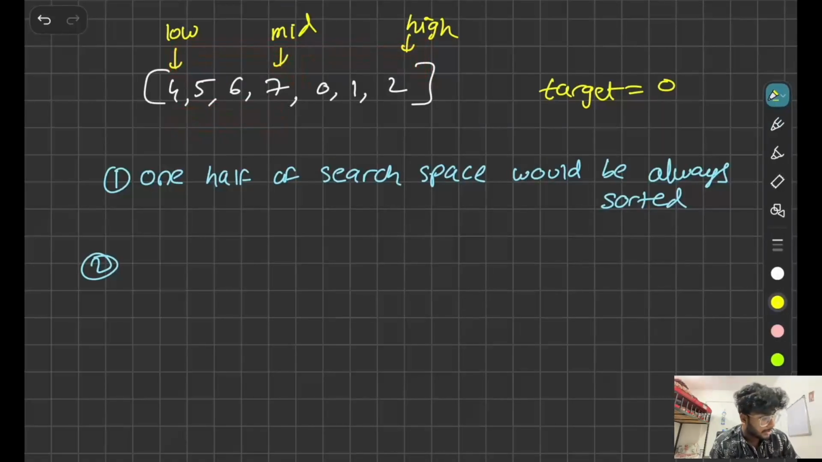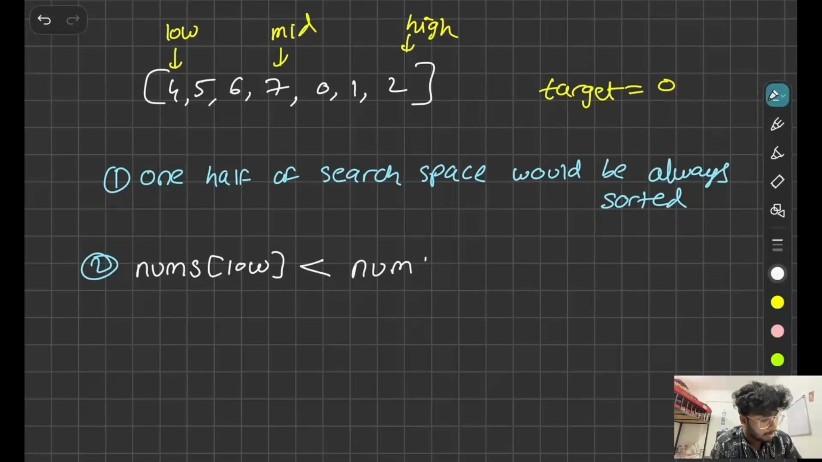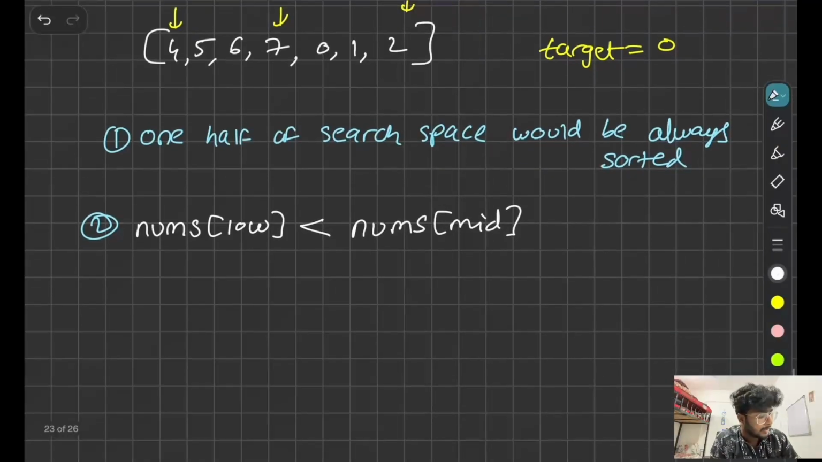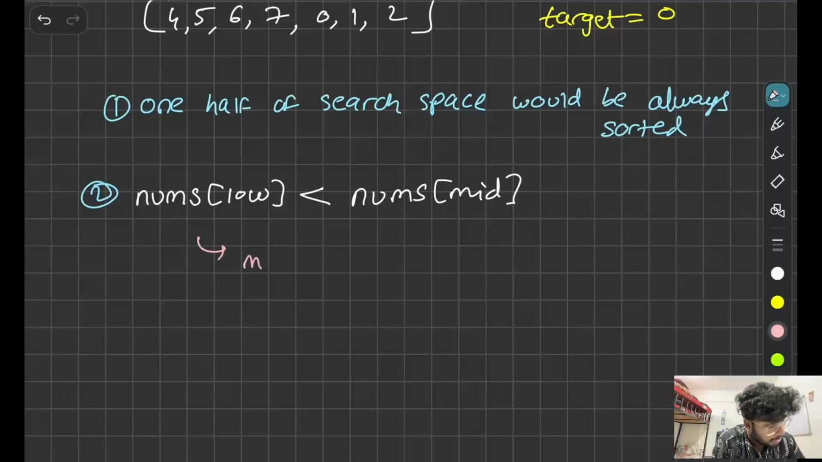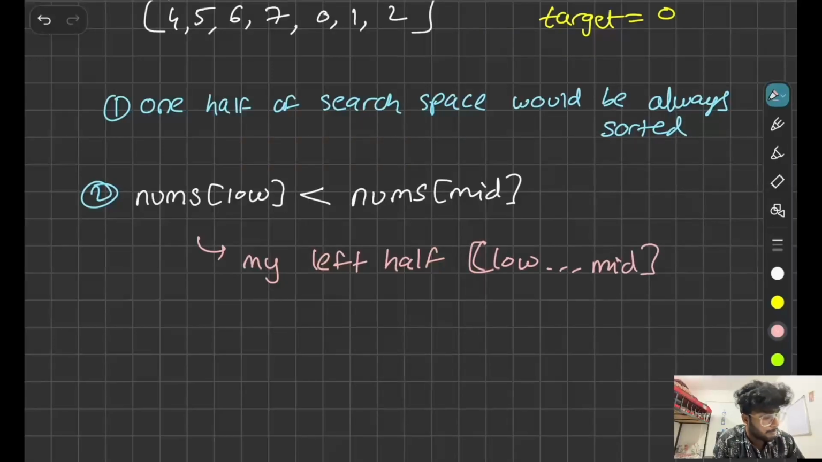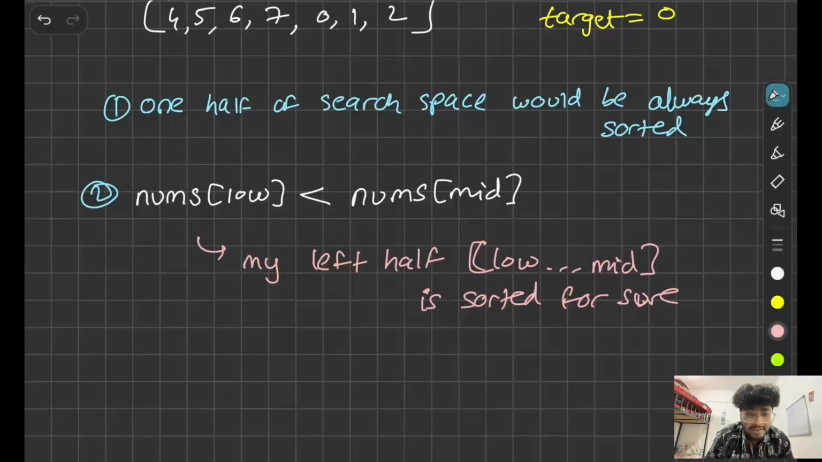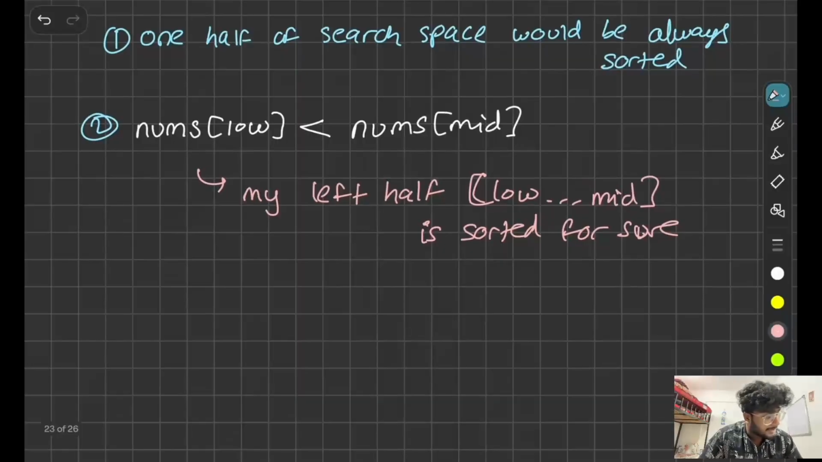How? It is pretty simple. I'll just check, is my nums of low smaller than my nums of mid? If this condition holds, then I can say my left half, which is basically low to mid, is sorted for sure, right? And if this condition does not hold, then the right half is sorted.